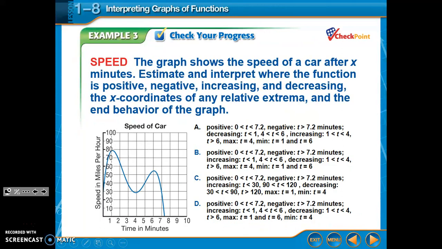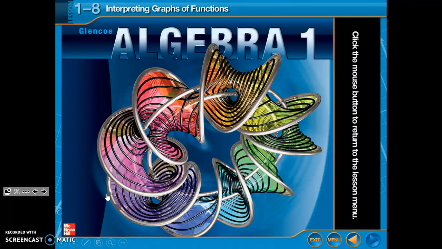Okay, so you guys try this one. And that's the end of lesson 1A.